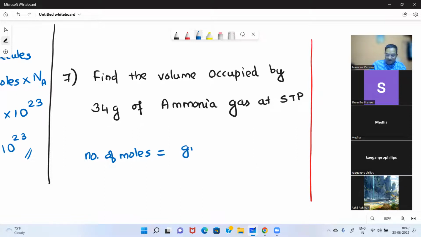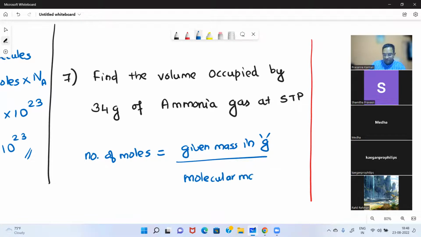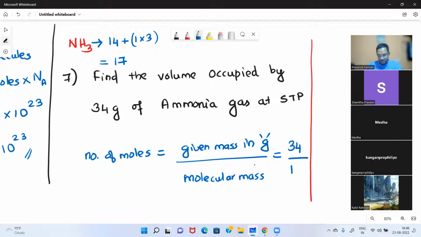Is nothing but what? Given mass in grams divided by the molecular mass. So here, what is the given mass here? 34. What is the molecular mass? You should know the formula for ammonia. What is ammonia? NH3. So what will be the molecular formula? Nitrogen, the atomic mass is 14. Plus hydrogen, 1. How many atoms are there? 3. So 17 is the molecular mass of ammonia. So it will be 34 divided by 17. Therefore, the number of moles is 2.